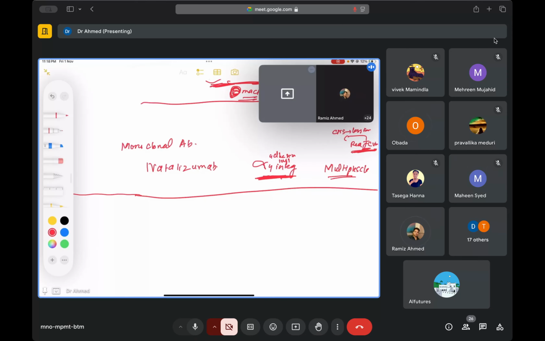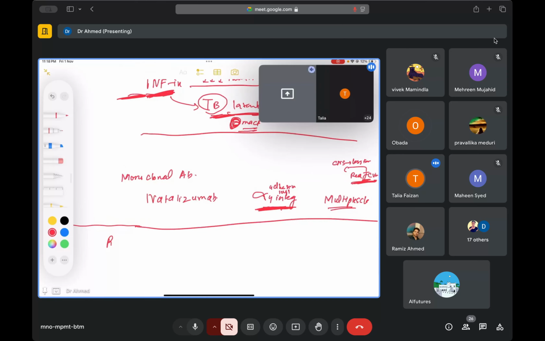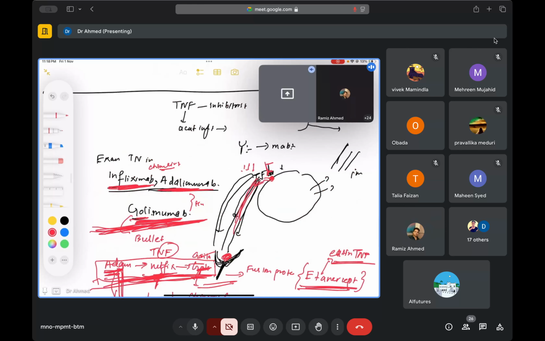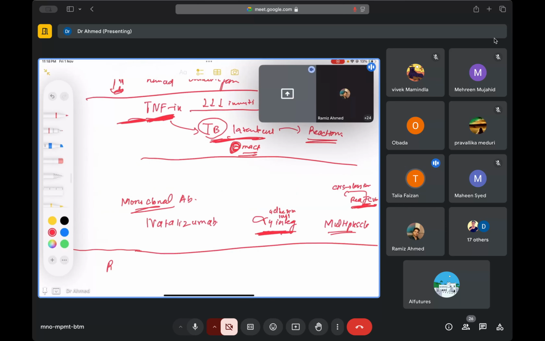Okay, proceed further. Another drug. Doctor, can you explain the mechanism of action of this last drug? So the mechanism of action of all of these monoclonal antibodies is the same as the TNF inhibitors, monoclonal. But this one is alpha 4 integrins. You can simply remember alpha 4 integrins.